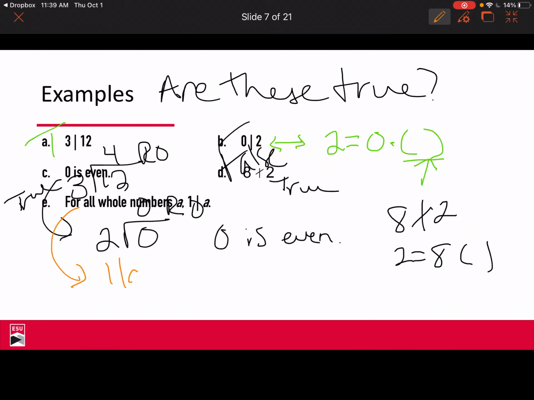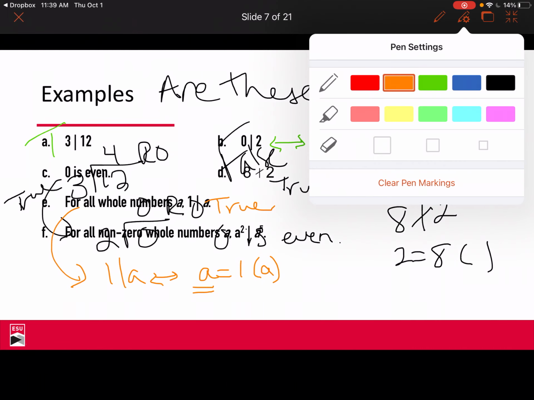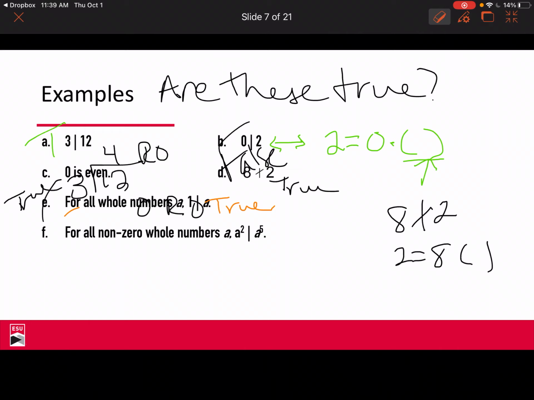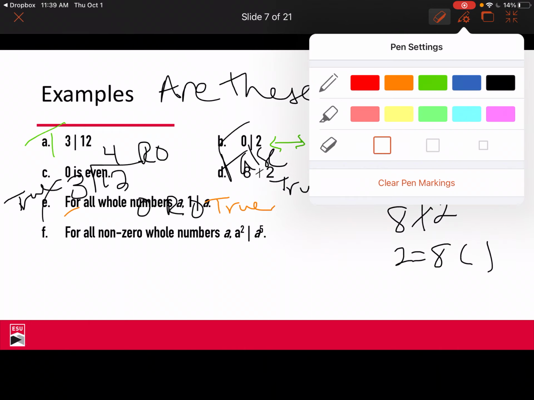1 divides A is the same as saying A equals 1 times some number. And for every A, if you just put A there, you get A. And so that is also true. And the last one, for all non-zero whole numbers A, A squared divides A to the 5th.